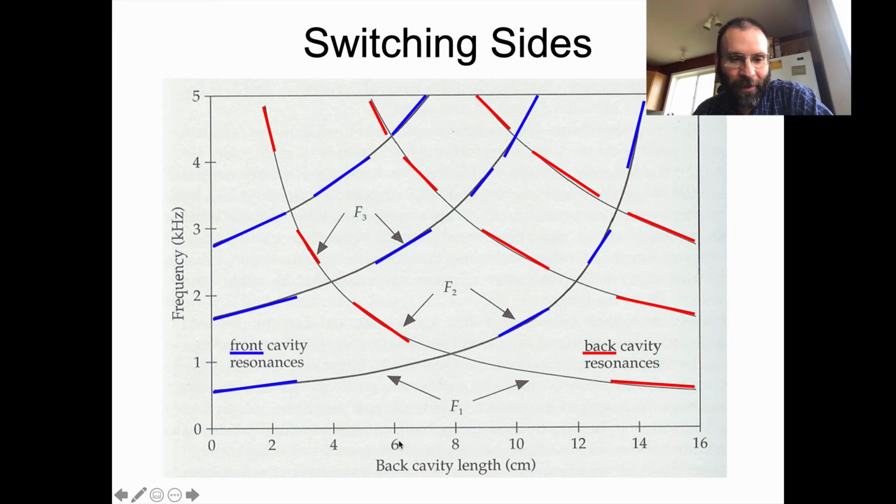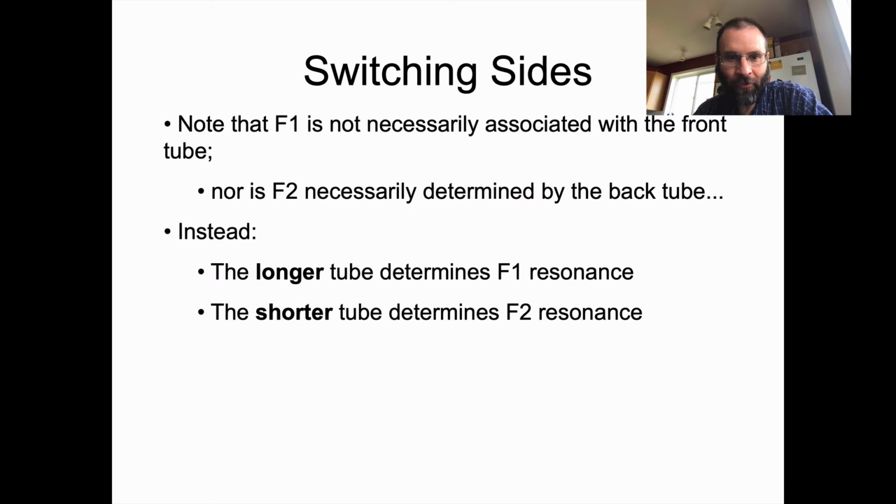So think about that for a second. If my back cavity length is 6, the front cavity length is 10, which tube is going to produce lower frequency formants? The one that's longer, right? So the longer the tube is going to produce lower frequency resonances. It'll give you the F1. The shorter tube will determine the F2 resonances.